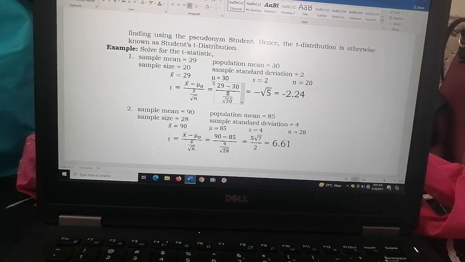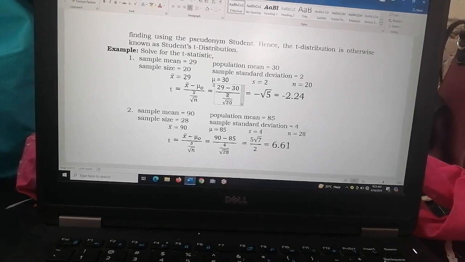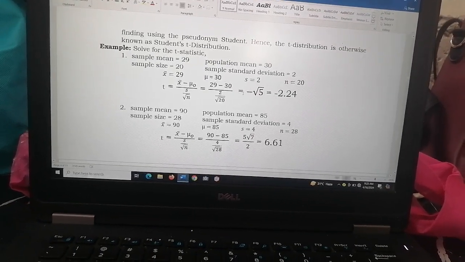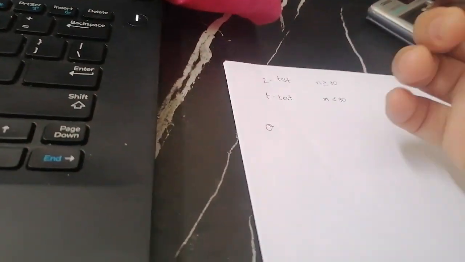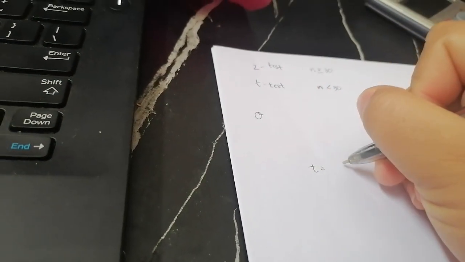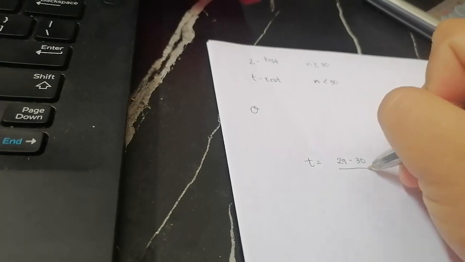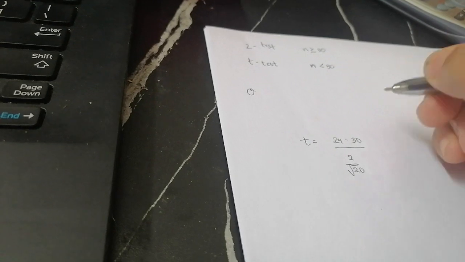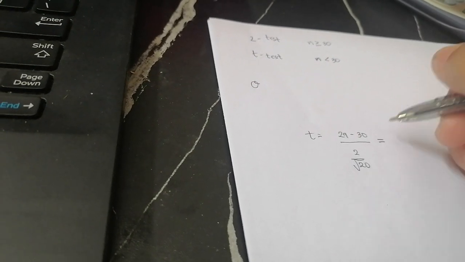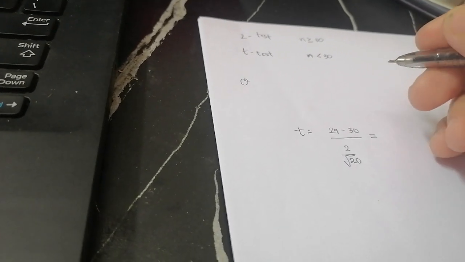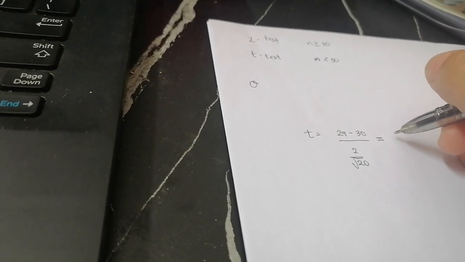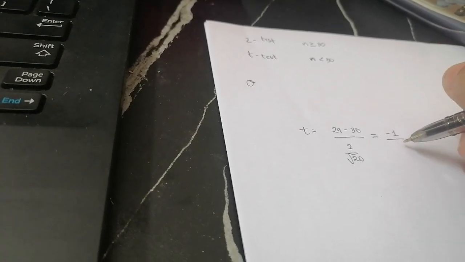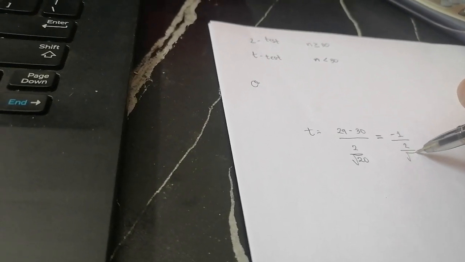So that is 2. So 29 minus 30 divided by 2 divided by square root of 20. If we are going to solve that one, t is equal to 29 minus 30 divided by 2 divided by square root of 20. So how are we going to manipulate our formula? 29 minus 30 is equal to negative 1, right? So divided by 2 divided by square root of 20.